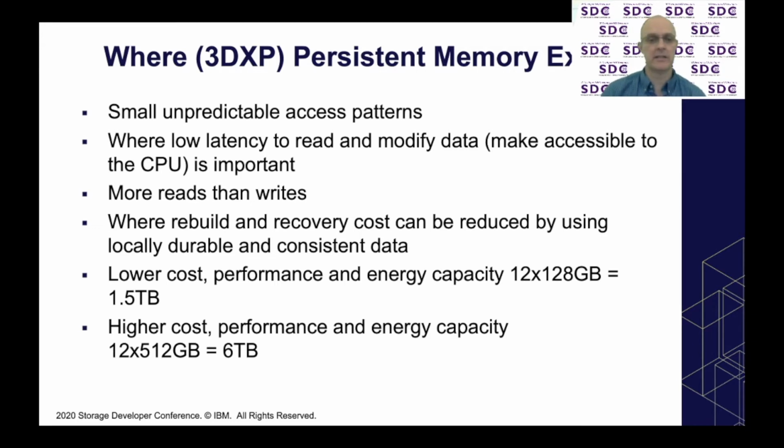In terms of capacity, the sweet spot is essentially between 1.5 and 6 terabytes, depending on the size of DIMM that you choose. We do expect that to increase with future revisions of the Optane technology.